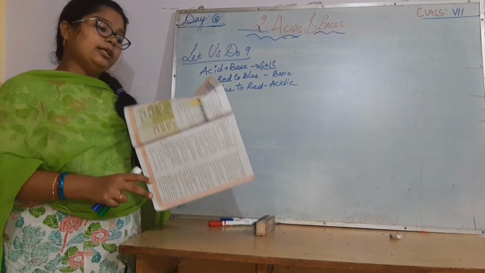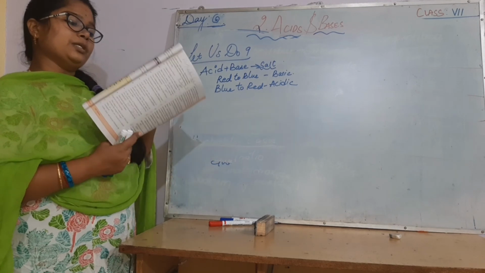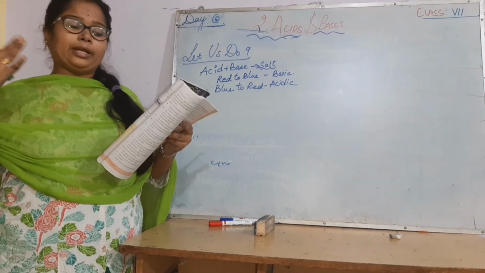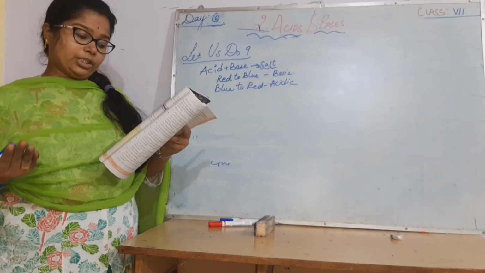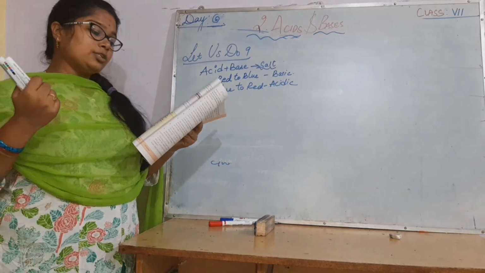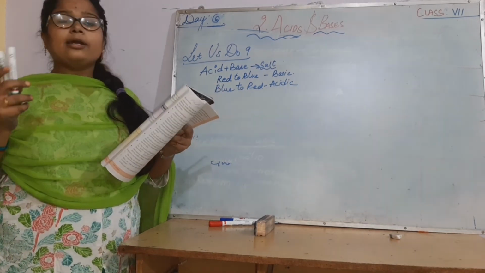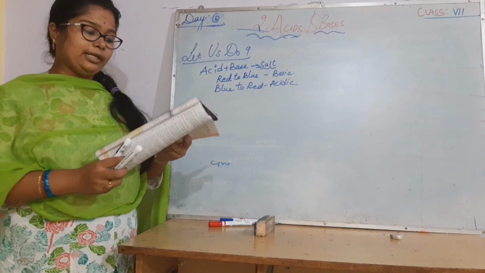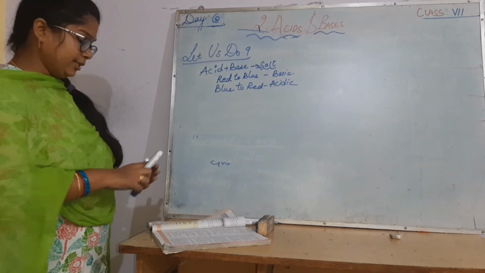And here are some given. Copper sulfate, it changes blue litmus paper to red. And if you dip red litmus paper, there will be no change. Common salt is neutral, not acidic nor basic. Sodium carbonate does not have any effect on blue litmus, but it changes red litmus paper. See, I will write it here.